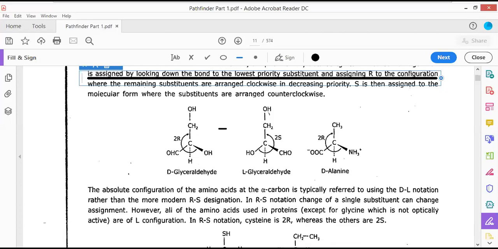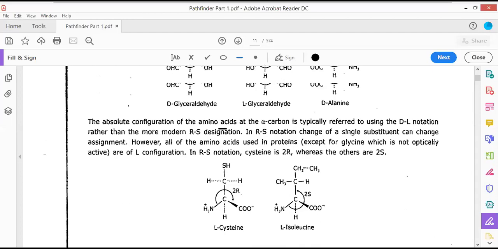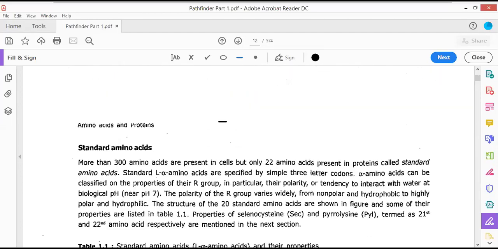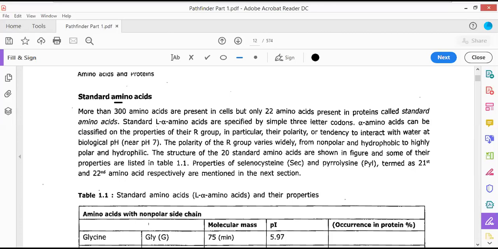Now moving forward, what you are going to get is information about the standard amino acids. Although there are more than 300 amino acids known, in the case of cells there are only 22 standard amino acids present. What do you mean by standard amino acid? Standard amino acids are the ones that are incorporated into the structure of protein during protein synthesis. When amino acids are incorporated into protein during its biosynthesis, all such amino acids are referred to as standard amino acids.